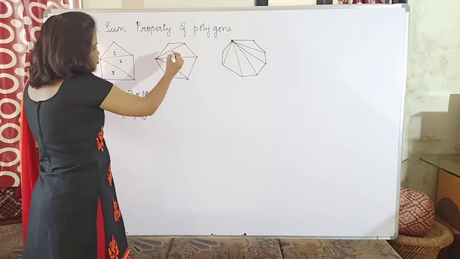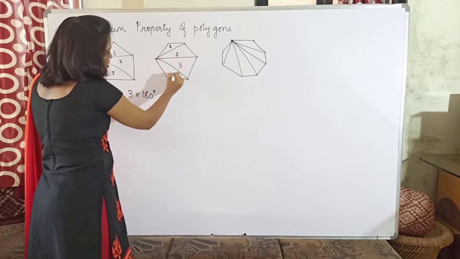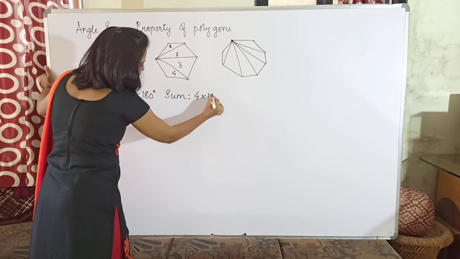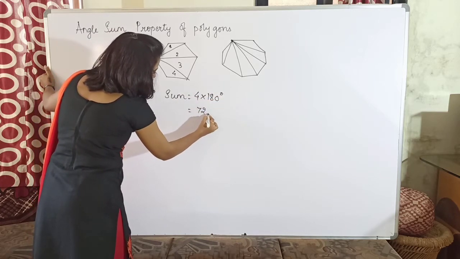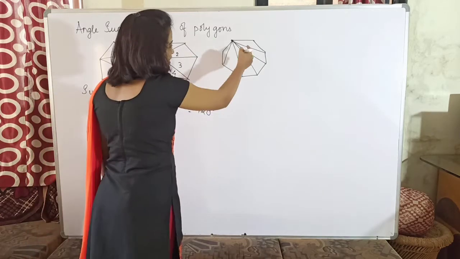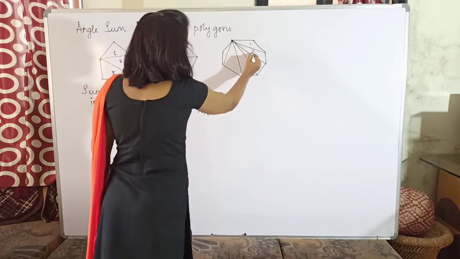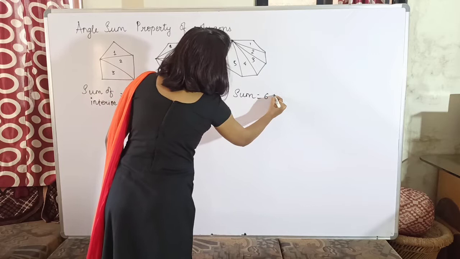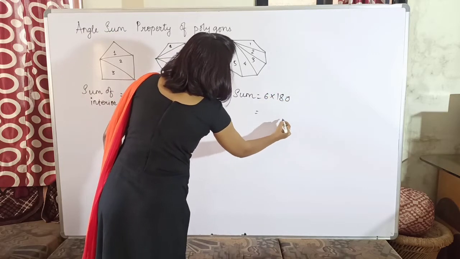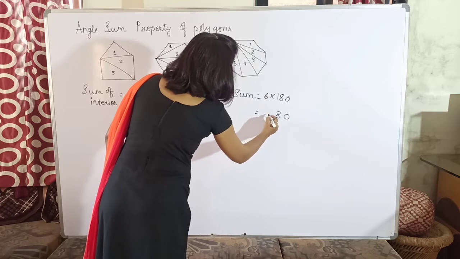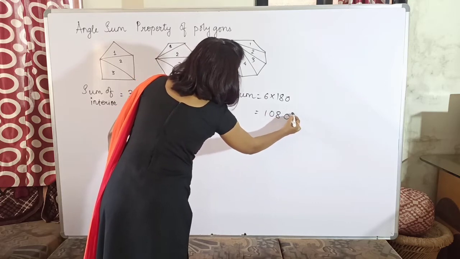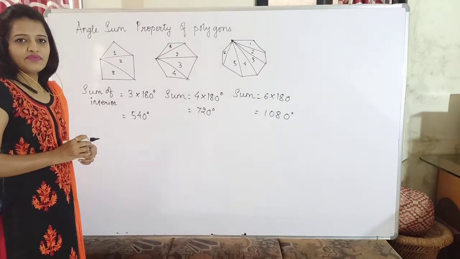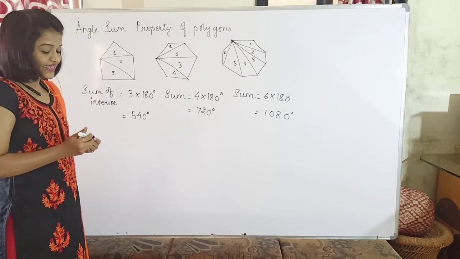Similarly the next one is a hexagon. Again I have divided into triangles. So how many triangles am I getting? 1, 2, 3 and 4. So again, what will be its sum? Whatever is the number of triangles multiplied by 180. So here the sum will be 720. Similarly, next I have drawn an octagon. How many triangles? 1, 2, 3, 4, 5 and 6. Here the sum will be 6 into 180, which is equal to 1080 degrees.